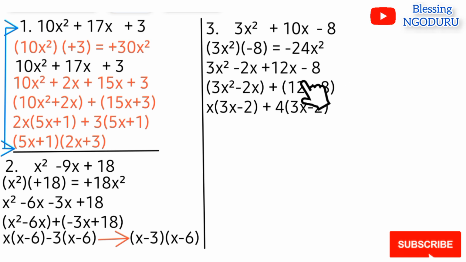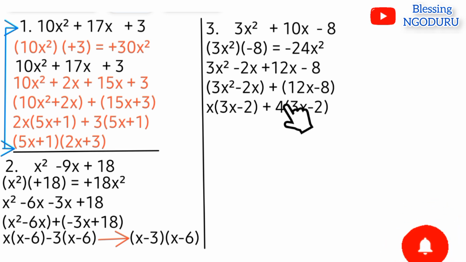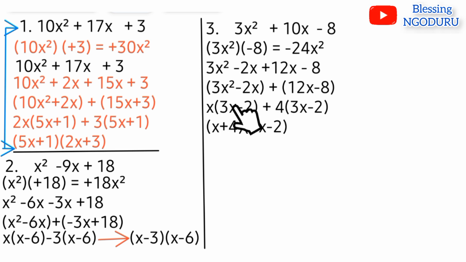Plus, common factor between these two is 4. Bringing out 4 from here, we are left with 3x, because 4 times 3x gives 12x. Bringing out 4 from minus 8, we are left with minus 2 here, because 4 times minus 2 gives minus 8. Now let's put x and plus 4 together. Here we have 3x minus 2. Also have 3x minus 2. We pick 1. So the factorization of this quadratic trinomial gives this.